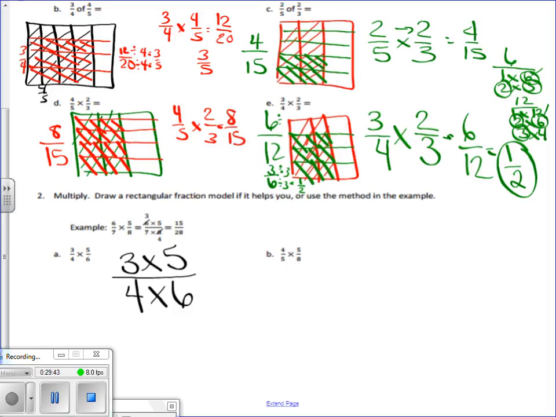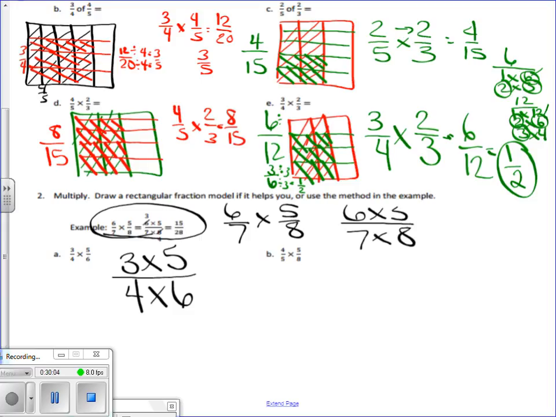Adlin, I'm over here. So what we're doing here, I'm going to go ahead and look at this problem that they've already done. 6/7 times 5/8. 6 times 5 over 7 times 8. So what they're doing is going ahead and simplifying in the problem. I can look at my 6 and my 8.